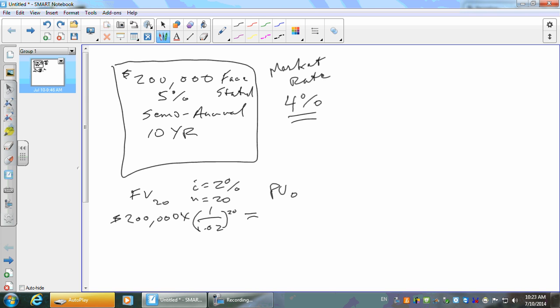Go to your present value table if you want, or use your calculator, either way, right? What is 2%, 20 periods, on the present value of the sum? What's that factor? What's each one of those dollars worth right now? 0.6730. Excellent. Take that times 200,000, what do you get? 134.6, is that what it is? All right, excellent. Okay, this is not hard, you guys.